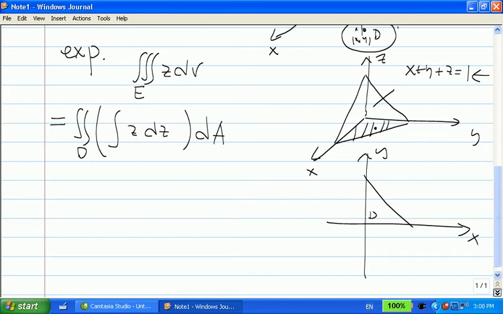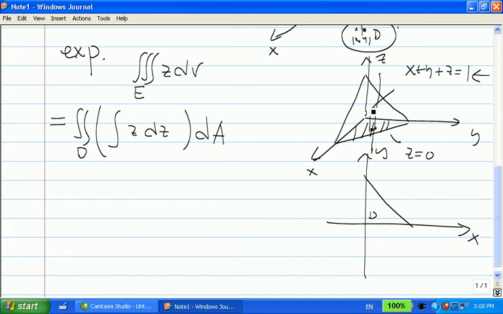So let's pick a point on this region D. Then just make a line like this. The z is bigger than the one on the bottom plane and less than the one on the top plane. So your z will be bigger than the bottom surface. What is the bottom surface? This bottom surface is z equal to 0, right? It's the xy plane. Then your z is bigger than that.